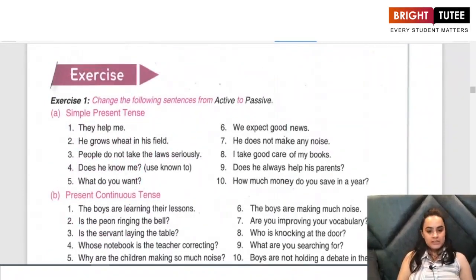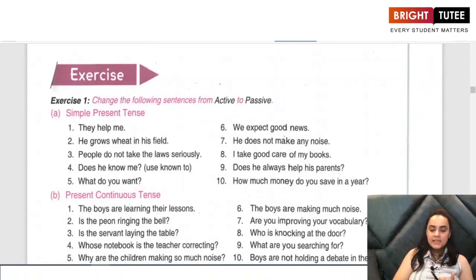Before we move on to the discussion of the exercises, let us quickly recap what we have learned. First, an active sentence is one in which the subject is the doer of the action, and a passive sentence is one in which the subject is the receiver of the action. The first rule when changing active to passive: the subject of the active sentence becomes the object of the passive sentence, and the object of the active sentence becomes the subject of the passive sentence. When we change the subject to object, we have to add by before it.